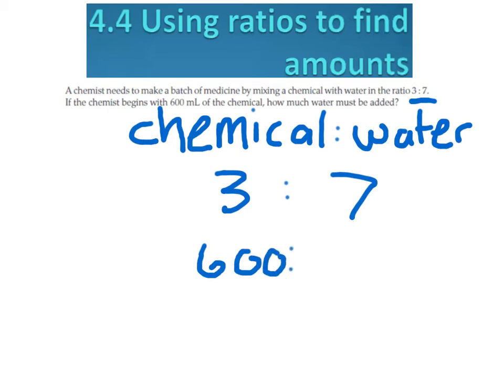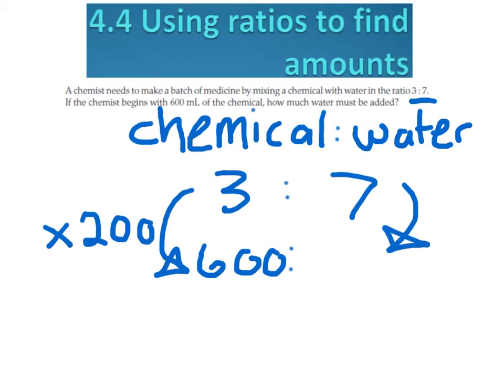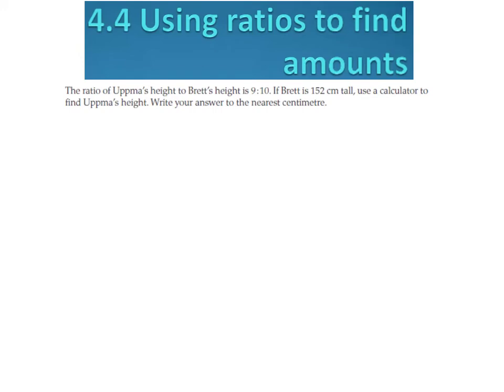So once again, it's telling me that to get from 3 to 600, I've got to times by a number because it's got bigger. So I want to find out how many 3's go into 600, and that gives me an answer of 200. Then I've got to do the same thing on the other side. 7 times 200, which gives me an answer of, well, 7 times 2 gives me 14. I have 2 zeros there, so I'm going to add them, which gives me 1,400 as an answer.